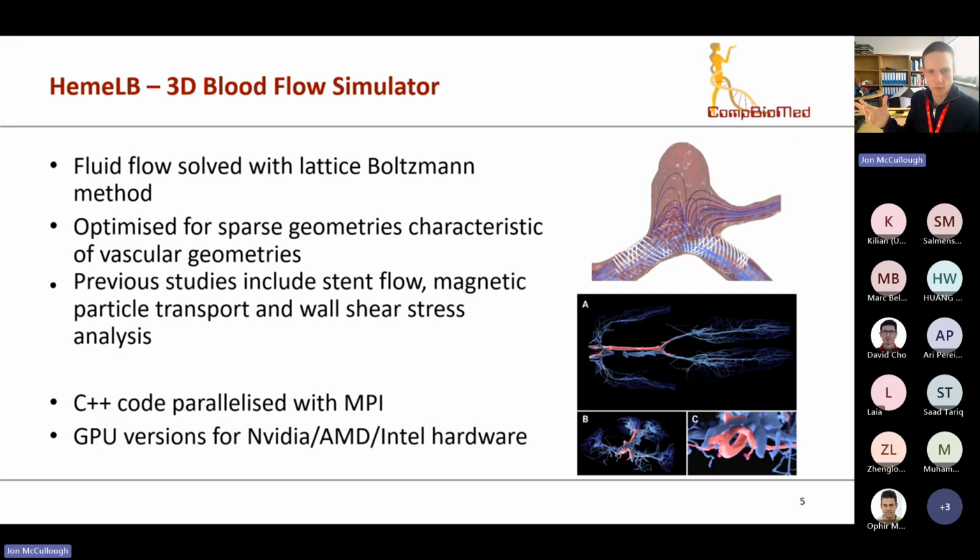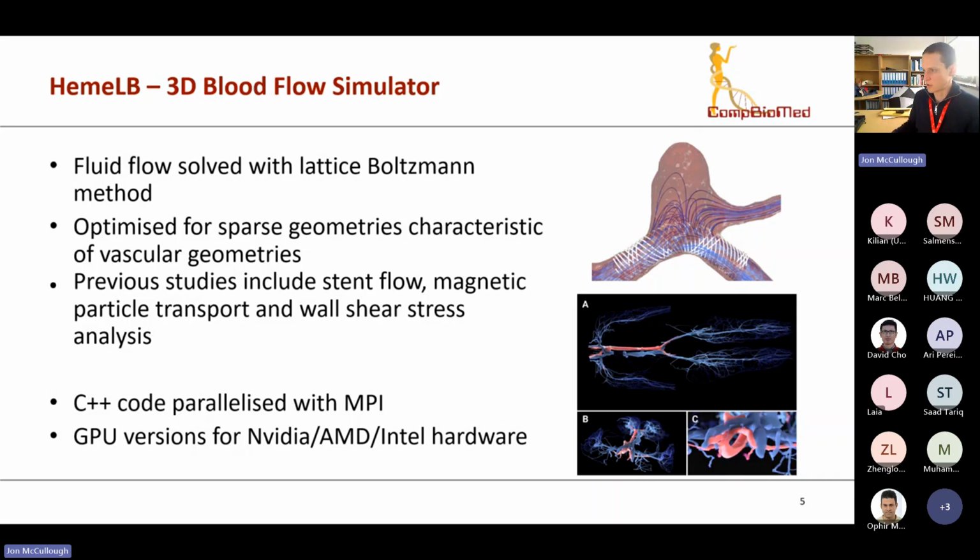So a good blood flow model is a way to couple together multiple different organs in a virtual human environment. And so you need a model that is able to run efficiently in that environment. And so HemeLB is one approach for potentially doing that. So it solves the fluid flow within the vessels with the lattice-Boltzmann method. It has been particularly optimized for the sparse geometries that are characteristic of these vascular geometries.